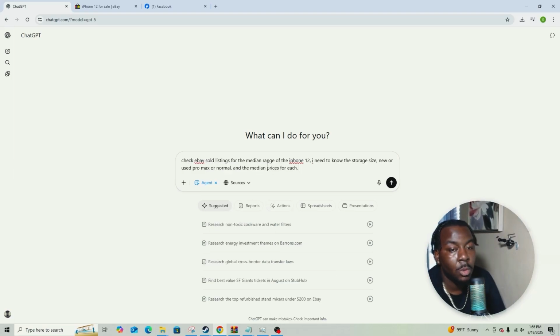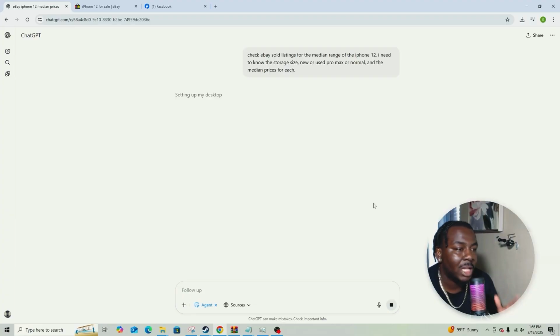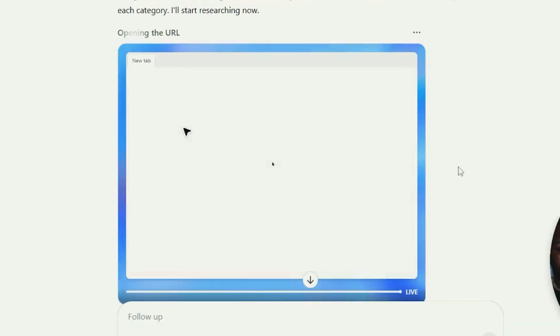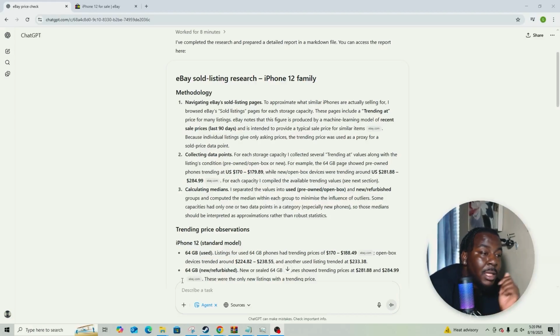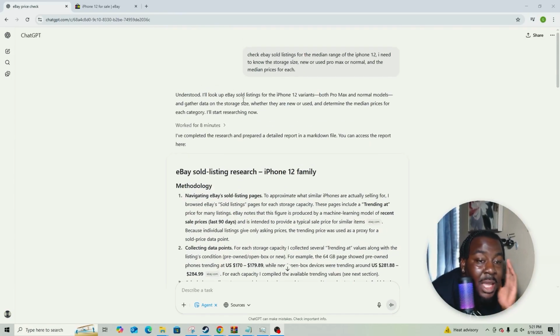All right, so we're gonna start with a simple command. Check eBay sold listings for the median range of the iPhone 12. I need to know the storage size, new or used, Pro Max or normal, and the median prices for each. So now watch what it's gonna do. All right, so you see here, it's done all the work for us. It took just 8 minutes to do.